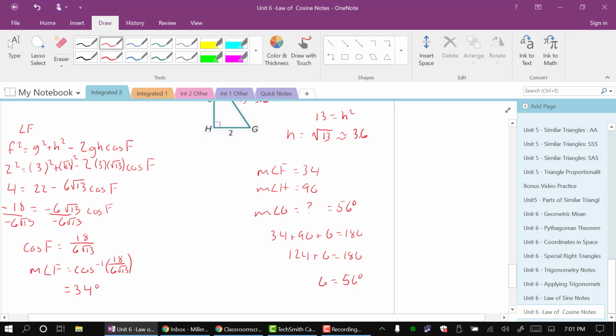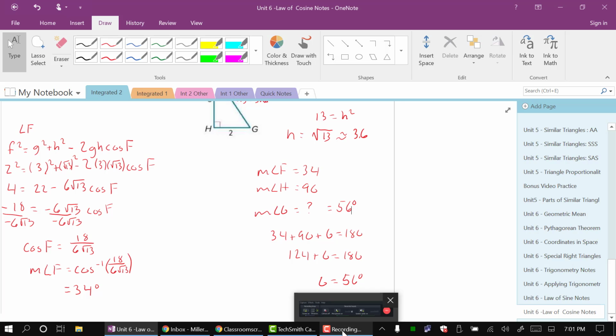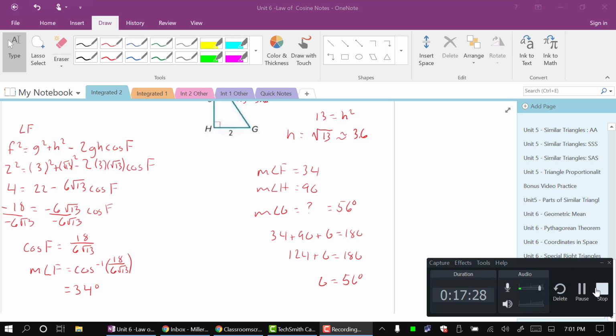So again, you could solve it using ideas that we learned, but why not use what we learned in the past? So this is law of cosine. Go ahead and write a summary for law of cosine and then use these problems to help you out today.